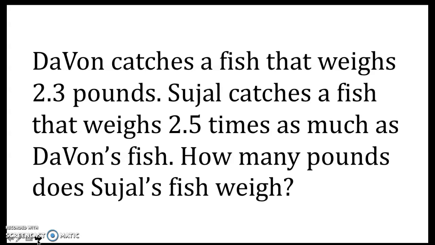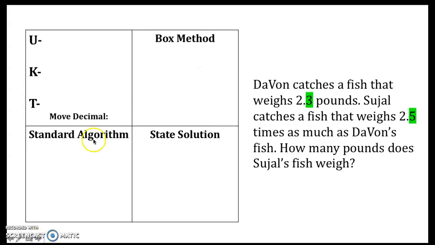So the problem states, Davon catches a fish that weighs 2 3/10 pounds. Sujal catches a fish that weighs 2.5 times as much as Davon's fish. How many pounds does Sujal's fish weigh? So what we're trying to determine right now is how much Sujal's fish weighs in comparison to Davon's fish. So we're going to be needing to use immediately a Foursquare. And we're also going to be needing to use different organizational techniques in multiplying decimals, which I'm going to explain in one sec, before we even begin the process.